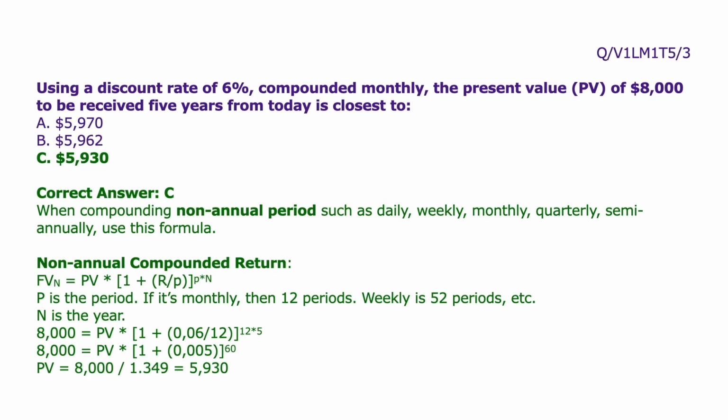We want the present value of $8,000 received in 5 years. The discount rate is 6% compounded monthly. The formula for non-annual compounded return is this one. The period can be daily, weekly, monthly, quarterly, or semi-annually. Monthly compounding reduces PV compared to annual compounding because money grows faster with more frequent compounding. So you need to invest less today to reach the same future value.